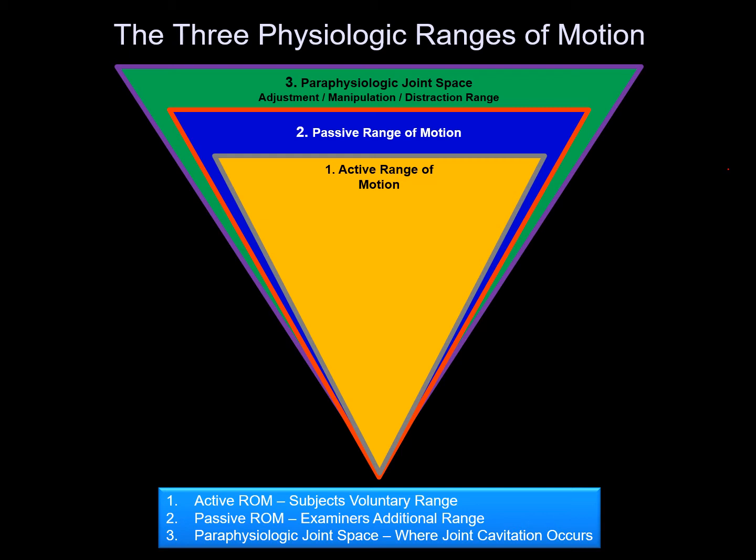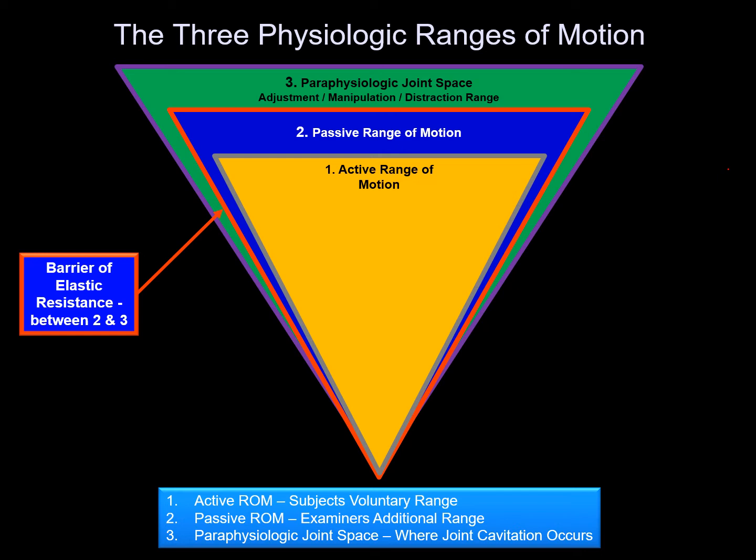However, if you go past the barrier of elastic resistance, we get into a really small joint space known as the paraphysiologic joint space. And that's basically where adjustments occur. So let's say you're doing a supine cervical adjustment to somebody's C5 vertebra, you have to take them through the active and the passive range to the point of tension, which would be that red line. And once you are at that red line, if you give a quick thrust or a quick impulse, you'll get joint cavitation, or the sound of manipulation, and you will have entered the paraphysiologic joint space. So the barrier of elastic resistance is between the passive range and the paraphysiologic joint space.